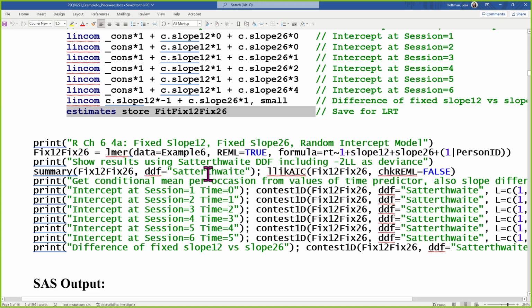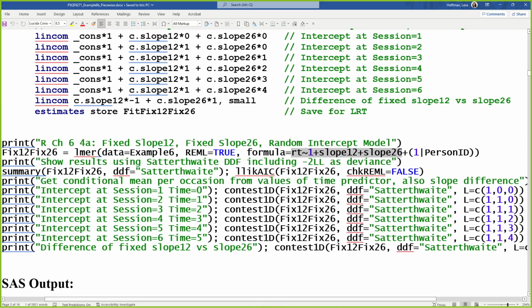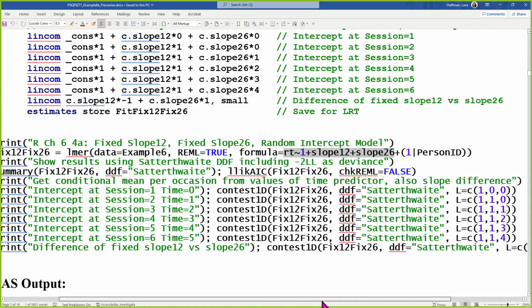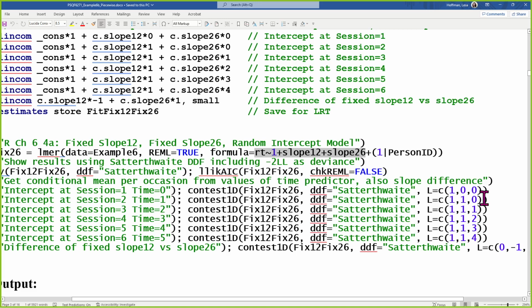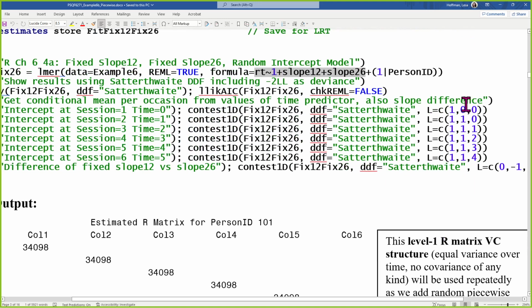lmer works better with respect to degrees of freedom behaving consistently, though, which is why I tend to try to use it when I can. So we have response time is a function of a fixed intercept and our two fixed slopes. And then we have the contrast 1Ds doing the same thing as the other programs in generating a predicted outcome given these multipliers here. So just to reiterate what's happening, the 1 means I'd like one fixed intercept, please.